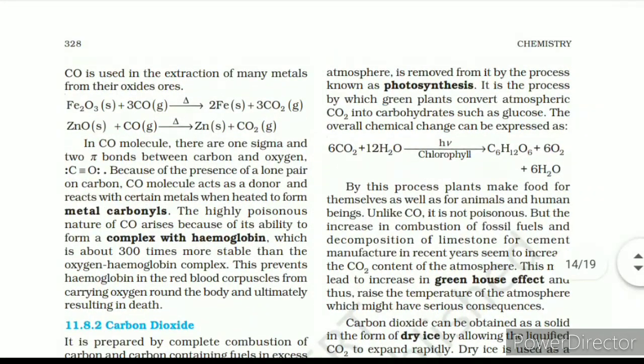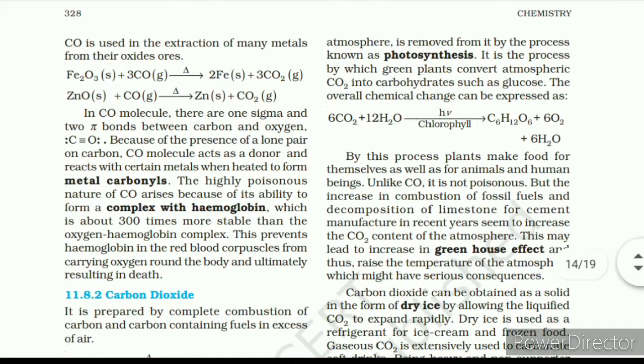Unlike CO, it is not poisonous, but the increase in combustion of fossil fuels and decomposition of limestone for cement manufacture in recent years seem to increase the CO2 content of the atmosphere. This may lead to an increase in the greenhouse effect and thus raise the temperature of the atmosphere, which might have serious consequences.